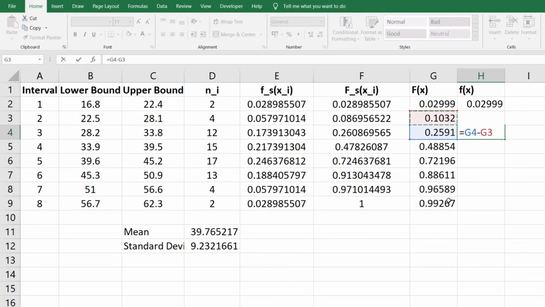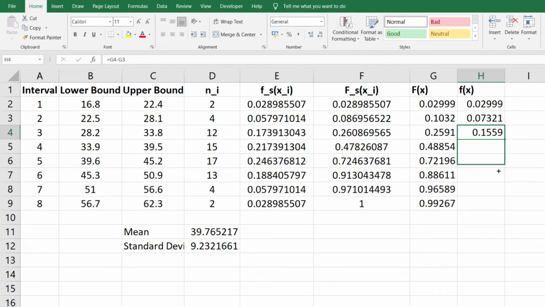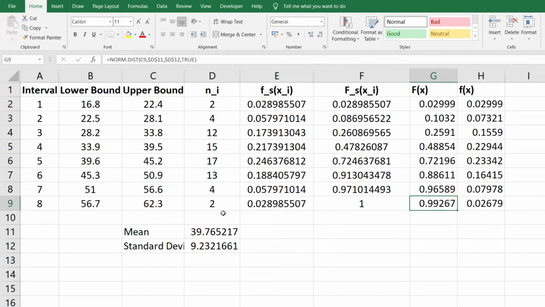So we do the same. Pare-parehas lang yan. Meaning we can drop that down. Okay, kung titignan ninyo dito sa f of x, di ba 0.99267? This is the probability less than 62.3. So, hindi siya equal to 1. Ibig sabihin, meron pang natitirang 0.00 something dito, greater than 62.3. Okay? So, yung natitirang probability na from 1, yun na yung probability na greater than 62.3. Okay. So, yan na. Na-fit na natin itong f of x.